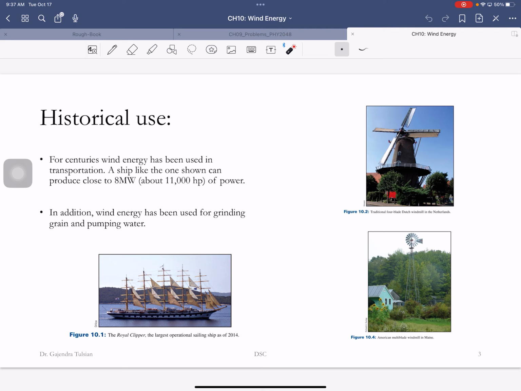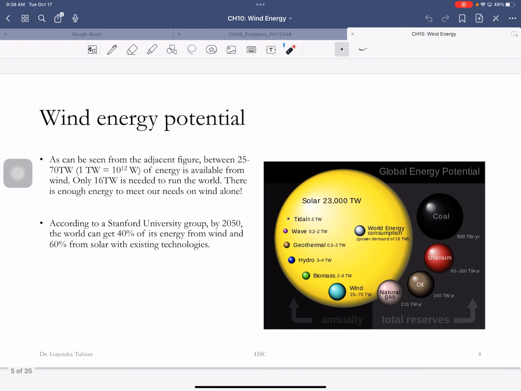Here the blowing air turns the blades, which will turn a grinder, so you could grind grain in this windmill. We've been using wind power to do this. This one is pumping water. So we've been using windmills for quite a long time.